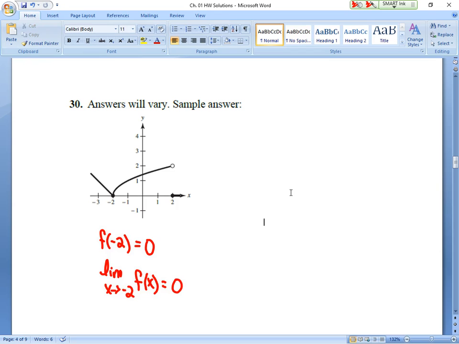Function at 2 is 0 as well. You guys see the closed circle at 2, 0, right? Okay, and then the limit as x approaches 2 does not exist.